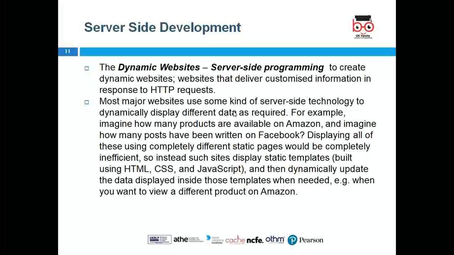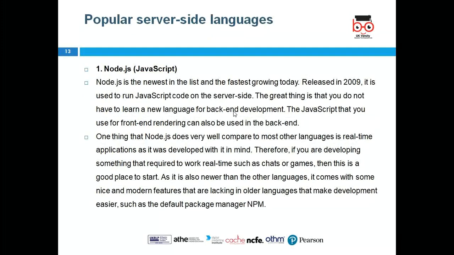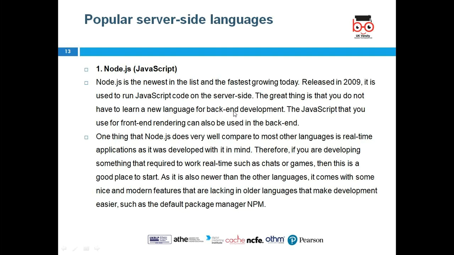Then let's move a little bit further. Popular languages, one of them is newer, like Node.js. Node.js is the newest in the list and the fastest growing today, released in 2009. It is used to run JavaScript code on the server side. The great thing is that you do not have to learn a new language for back-end development. The JavaScript that you use for front-end rendering can also be used in the back end.